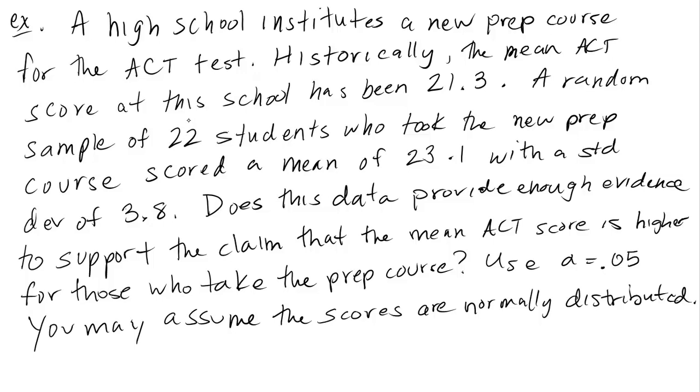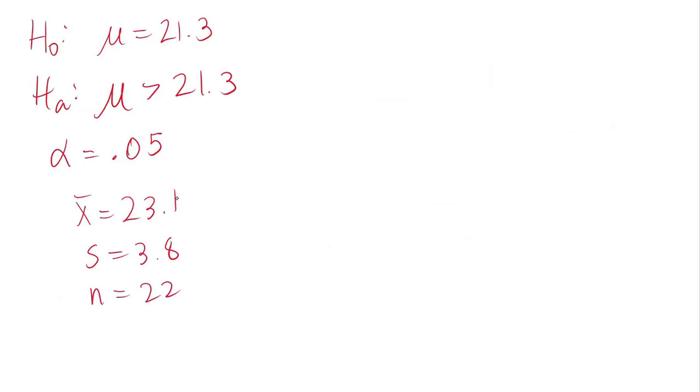A random sample of 22 students. There's our sample size. I know that's less than 30, but we're assuming the scores are normally distributed, so we're covered there. Who took the new prep course scored a mean of 23.1. That's the sample mean because it comes from the 22 students, with a standard deviation of 3.8. That's the sample standard deviation because it also comes from the sample of 22 students. So the sample mean is 23.1, the sample standard deviation is 3.8, and the sample size is 22.